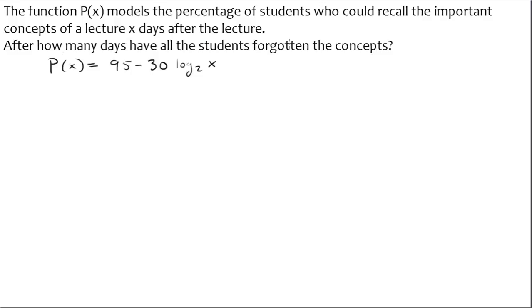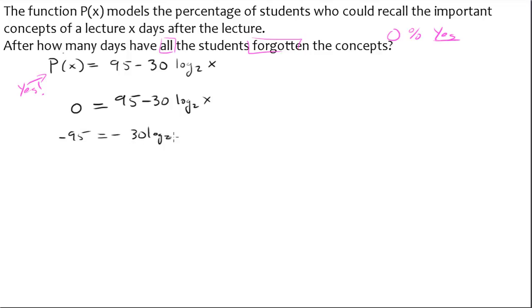So after how many days have all the students forgotten the concepts? We have the same function p of x, and it's describing the same thing, the percent of students who could recall. So this p of x models the yes. So how many yeses do we have? If I'm looking at all forgotten, so that's 0% yes. So I want it to be 0. 0 is equal to 95 minus 30 log base 2 of x. Negative 95 is equal to negative 30 log base 2 of x.